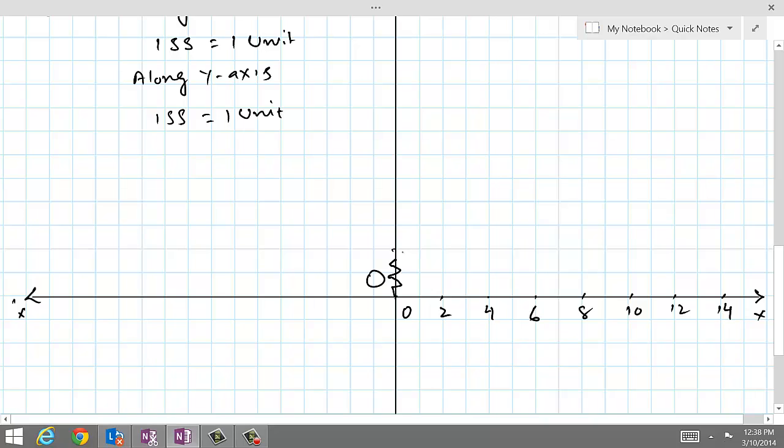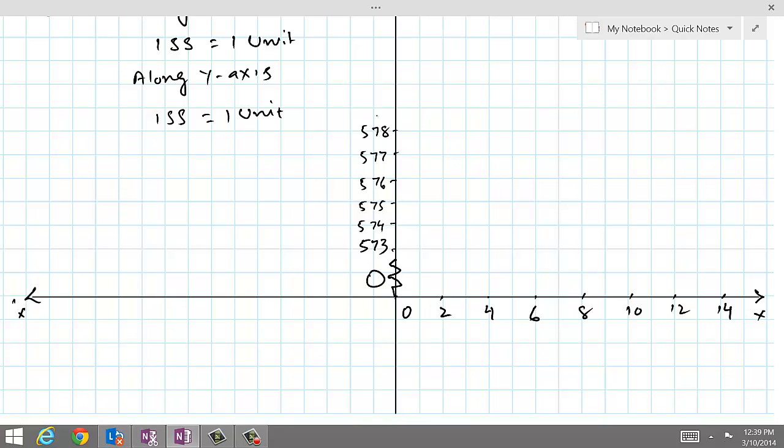any point, labeling this as 573, and then the next would be 574, next would be 575, next would be 576, 577, 578. And against 0 of x, what is the value for y?